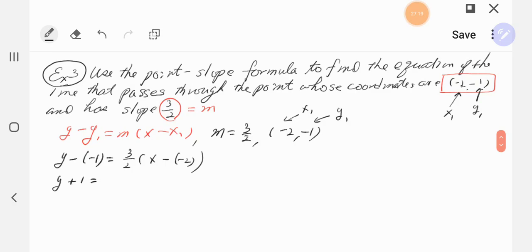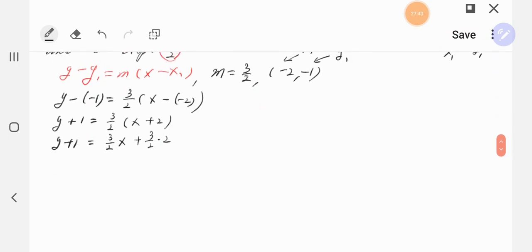Then simplify this one. So 3/2. Look at this. Minus, negative is positive, right? Opposite of -2 is +2. So y plus 1 is equal to, now distribute 3/2x, and then plus 3/2 times 2. Then y plus 1 is equal to 3/2x, 2 cancel out, so we have 3. Then finally, -1 each side, so y is equal to 3/2x plus 2. So this is the equation.